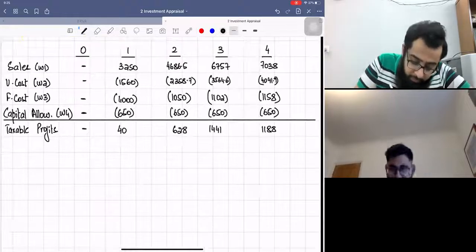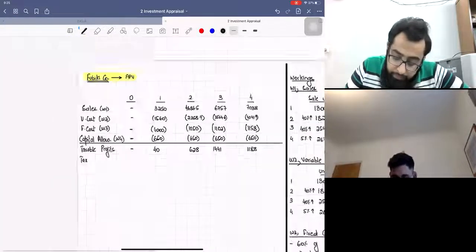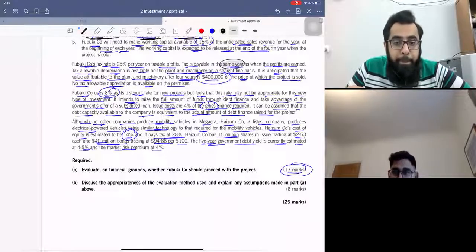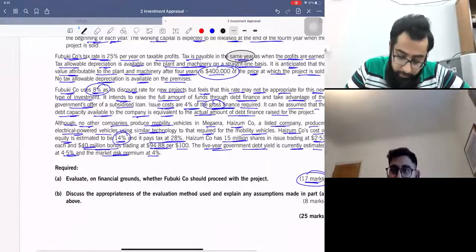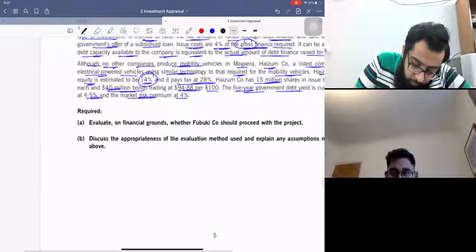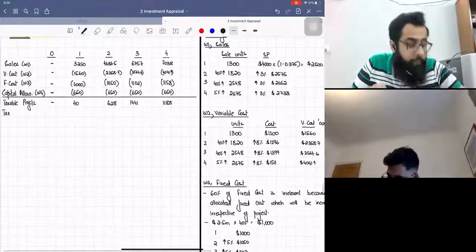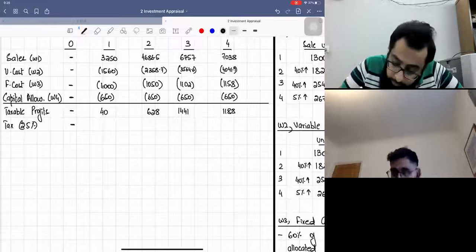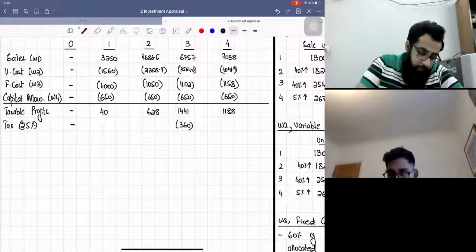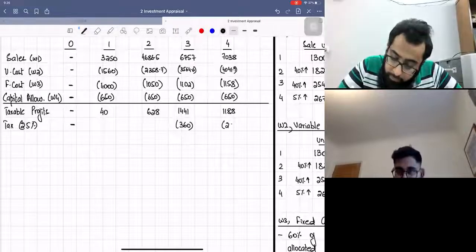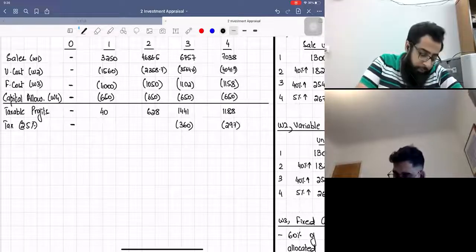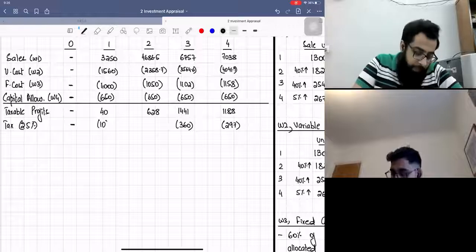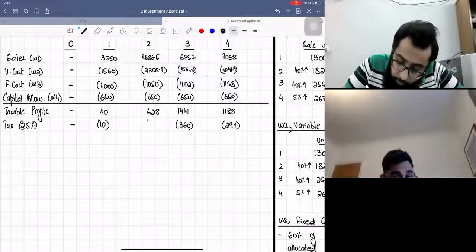Now we simply charge the tax. I think the tax rate is 25%. Same year, same year, so 25%. Now it's 360 here, 297 in year 4. 40 into 0.25, it's 10. And then 157, 157.